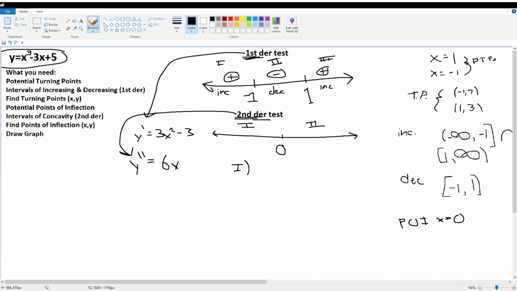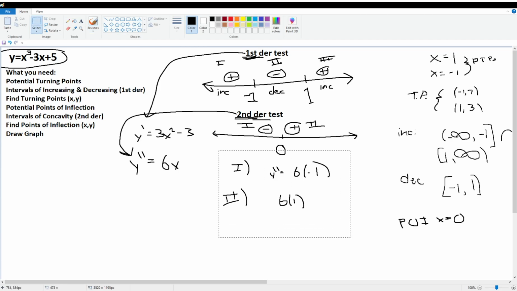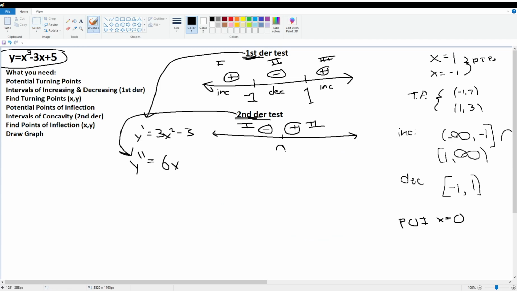So y double prime equals 6 times -1. That gives us a negative value. That's all we need to know. So negative value, and then second zone, 6 times +1, positive value. That's pretty straightforward. And what these values mean is that this is concave down, and this is concave up.